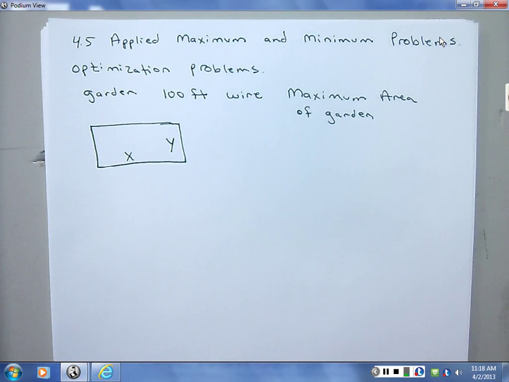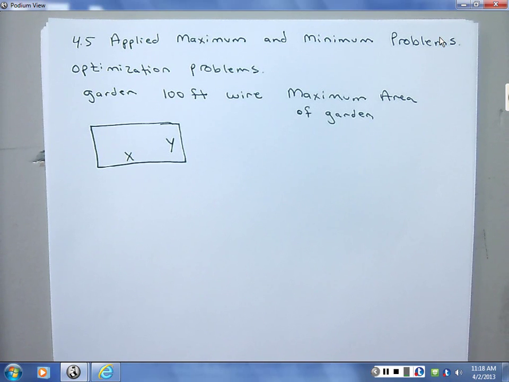Does anyone have any intuition from college algebra? That's going to be a square, right? So given a set perimeter, your maximum area is always going to be when you have a square. Like if I can make a rectangle into a square, it's going to increase the area given a set perimeter. But let's go through and show the calculus here.